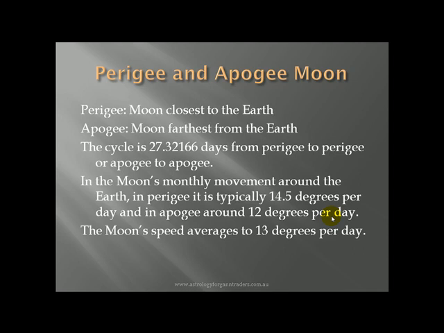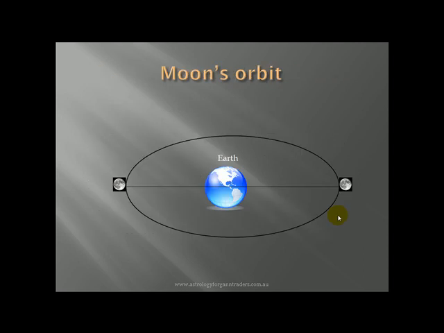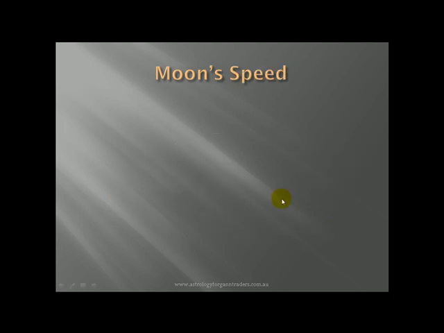The average speed of the moon is approximately 13 degrees per day. So you can see the ratio between the sun and the moon is always 1 to 13 in an average situation. So let's have a look at the moon's orbit around the earth. When the moon is in perigee, you can see its distance from the earth. But when it's in apogee, the distance is quite further away, and the variation between that distance is 12.6%. So you can see quite a bit of difference in its speed as well.